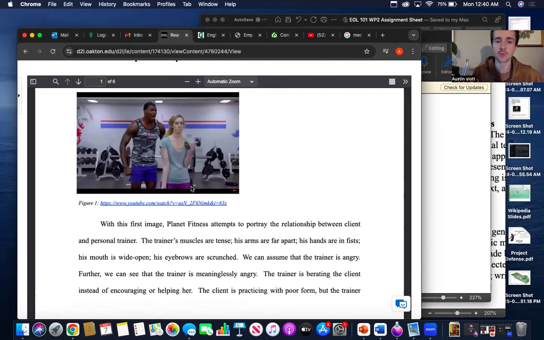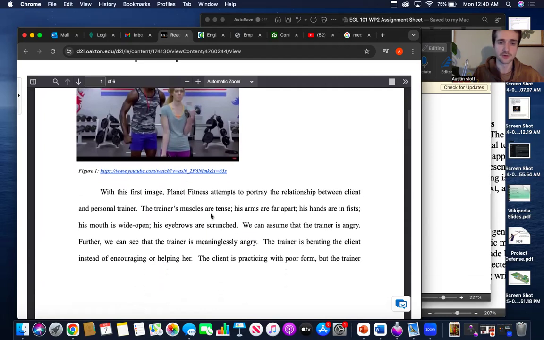And what do we start getting? We get observations. So start with your observations. Start with the things that you're noticing. The trainer's muscles are tense. His arms are far apart. His hands are in fists. His mouth is wide open. His eyebrows are scrunched. What's the significance of all this? We can see that the trainer is angry. Further, we can see the trainer is meaninglessly angry. The trainer is berating the client instead of encouraging her.